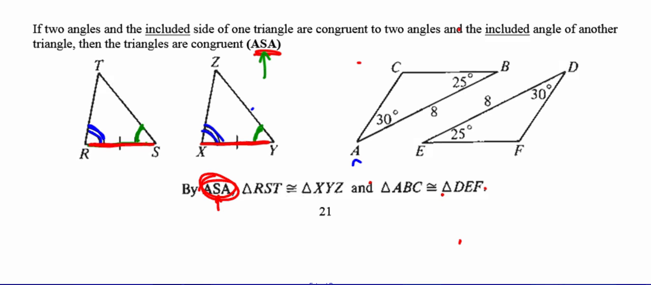What we're going to do now is look at some pairs of triangles and try to decide, using these 3 sets of criteria, whether or not we can conclude that they're congruent.